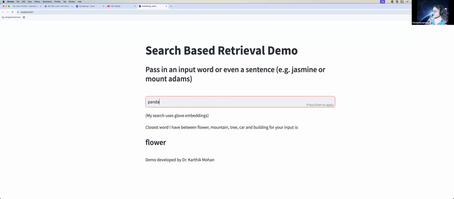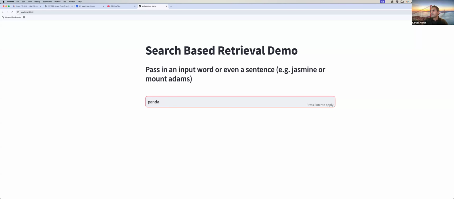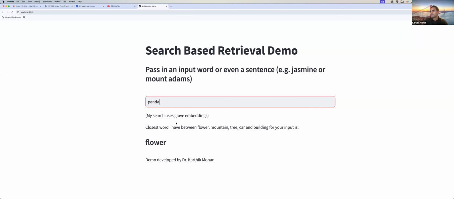Panda. Okay, let's try panda. Wait, what happened? Did it actually say flower? Let me try this again. For some reason it says panda is close to flower, although I might have expected it to say it's close to tree. That's interesting. So it's not perfect. We try Rainier, for instance, and it says it's close to mountain. So that makes sense. Any other input?